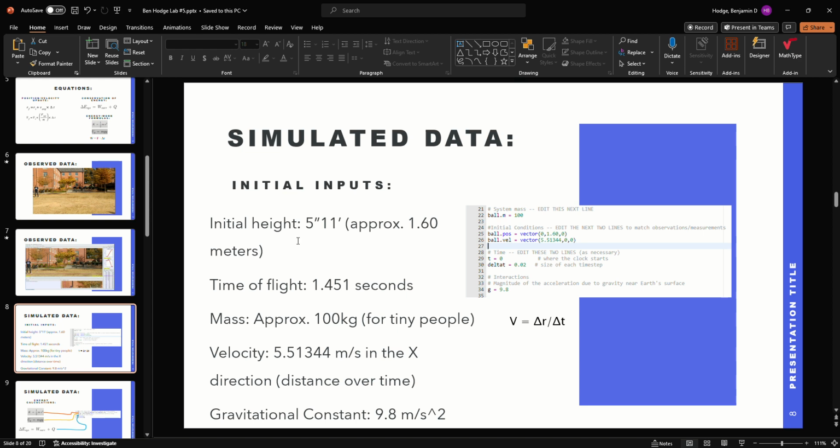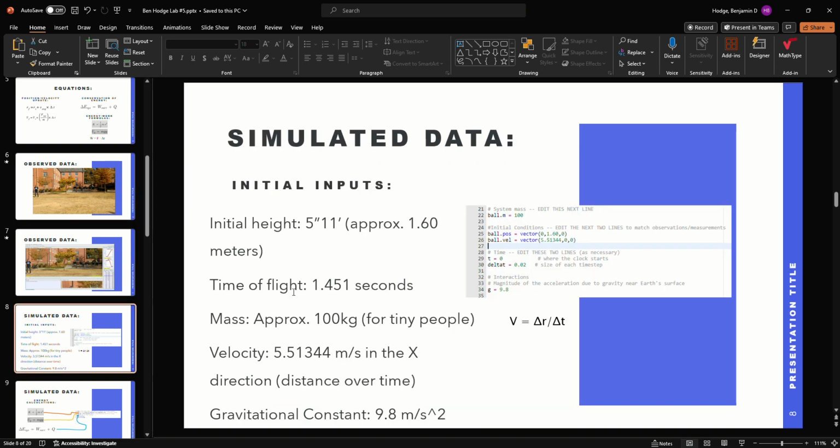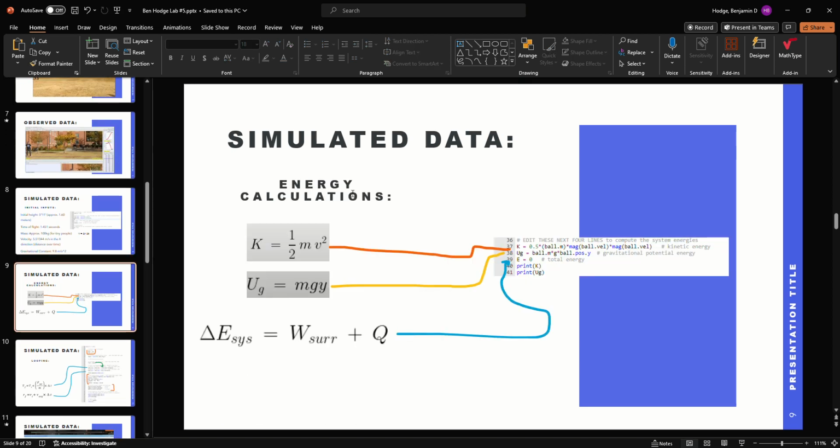So for coding, our initial height is going to be 5'11", again 1.6 meters. Time of flight 1.551 seconds, mass approximately 100 kilograms for tiny people. Velocity 5.51344 meters per second in the x direction. The initial velocity in the y direction is negligible, so we're going to be ignoring it. And the gravitational constant is 9.8 meters per second squared. We calculated this value as the average change in displacement over the change in time, just for sake of posterity and sanity. Simulated data.